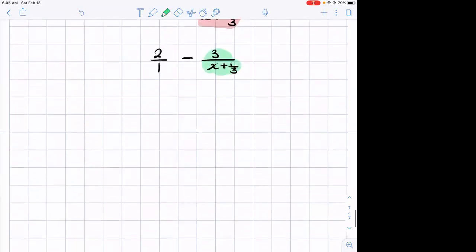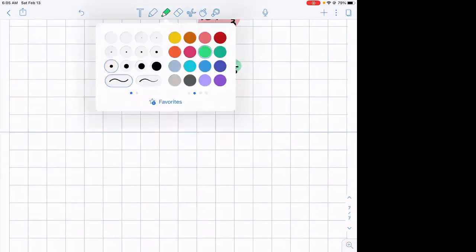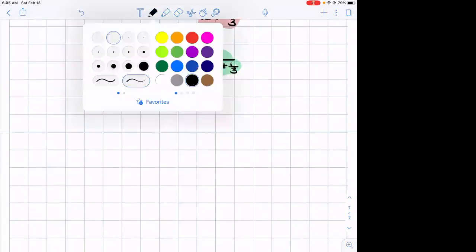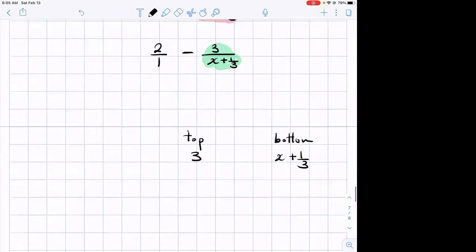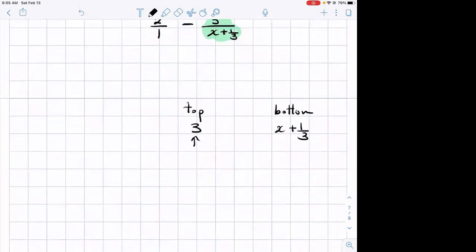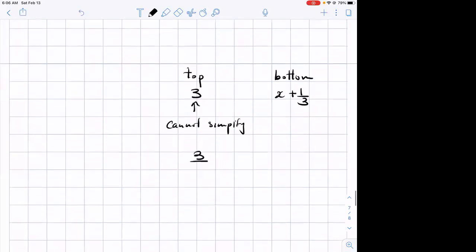So if we look at the top and the bottom, top is just 3, and the bottom is x plus 1 over 3. So there's nothing here to simplify, okay? Cannot simplify. It's already in its simplest form. It's 3 over 1. Doesn't matter.